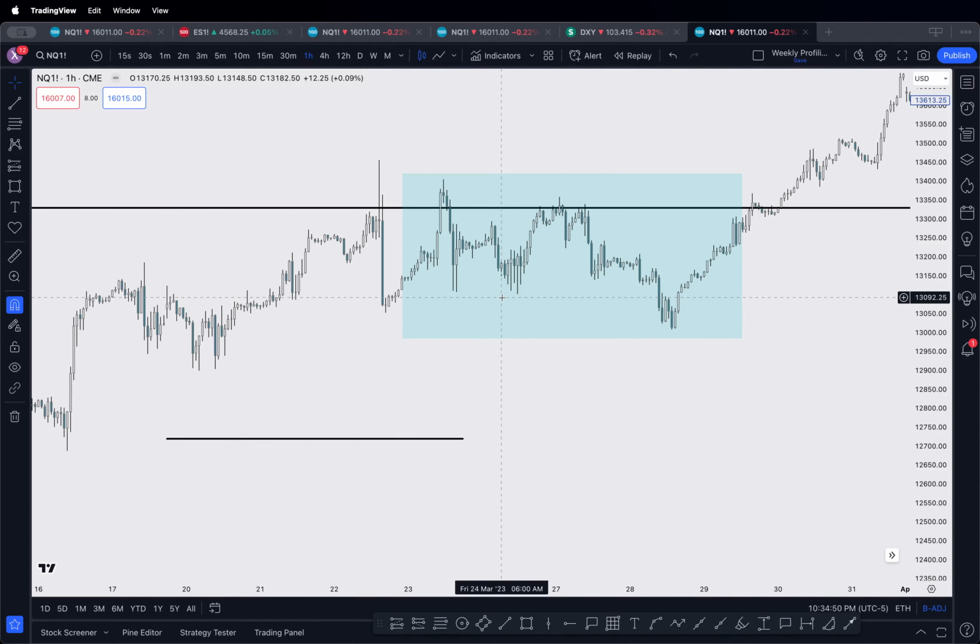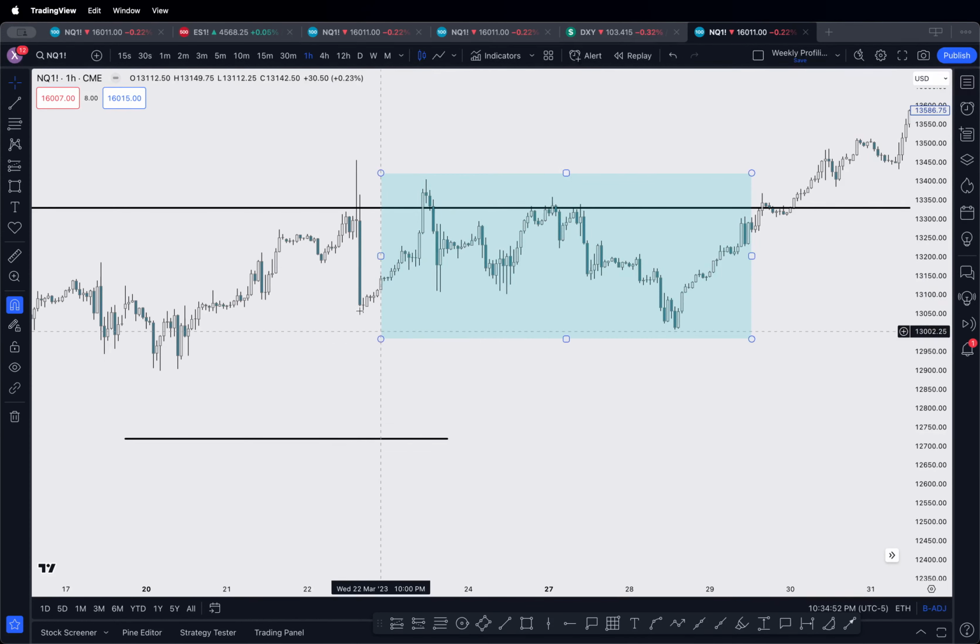Consolidation or reversal? Do we get a SysD? We get a market structure shift here. Is that a real market structure shift? Look what happens. We come directly back up and close through this fair value gap, right?